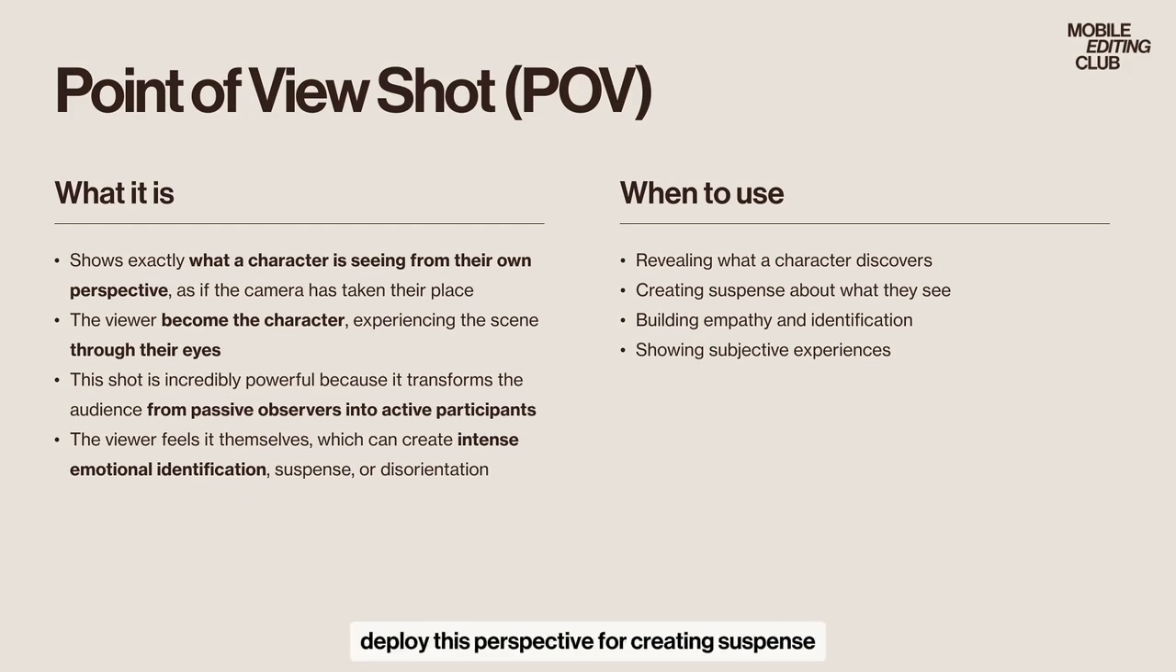Deploy this perspective for creating suspense about what they see. Not showing the character's reaction, only showing what they're looking at, builds tension because we have to imagine how they're responding. Choose POV shots for building empathy and identification. Sharing a character's literal perspective creates psychological connection and understanding.